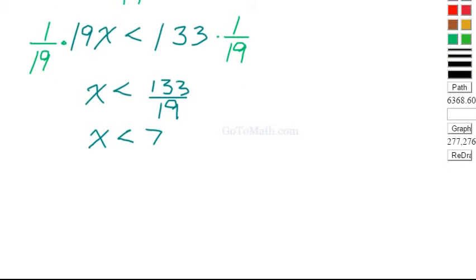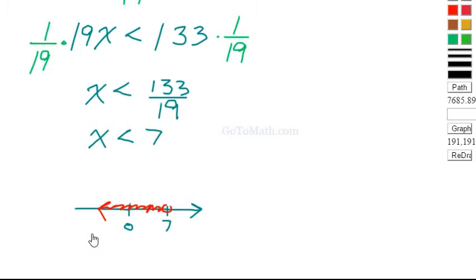So we got some other ways of describing this. We can draw a number line. I always put 0 on the number line. And of course, here is 7. Now we don't include 7, so we'll put a circle here. And it's everything to the left of 7, right? Everything to the left of 7, okay? So that's one way.